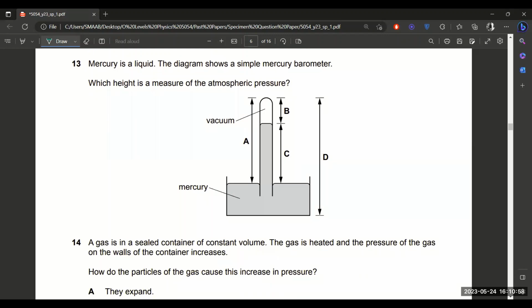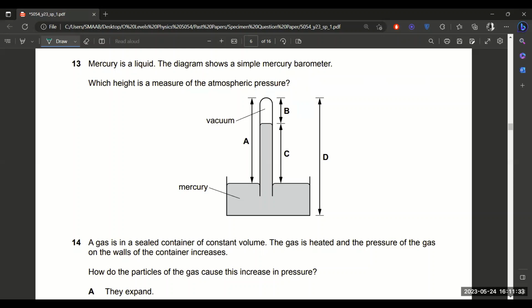Question number 13 is related to the pressure topic, that is the barometer. So in this question, they are talking about which height is a measure of the atmospheric pressure. So we need to find out the height. Basically, you know the basic formula that rho gh is the formula to calculate the pressure in a liquid. So according to that formula, we need to find out the height.